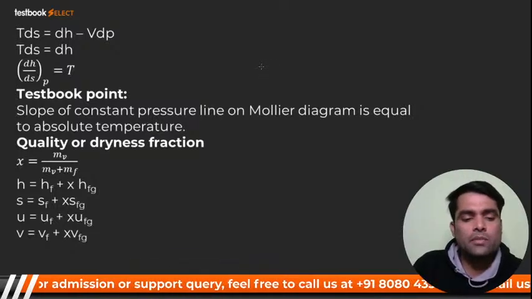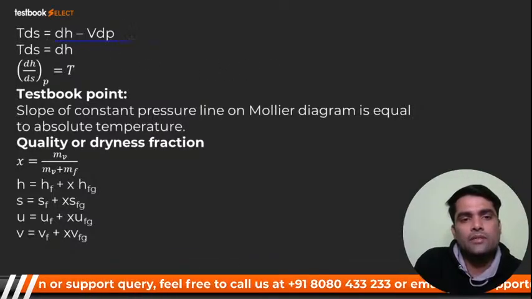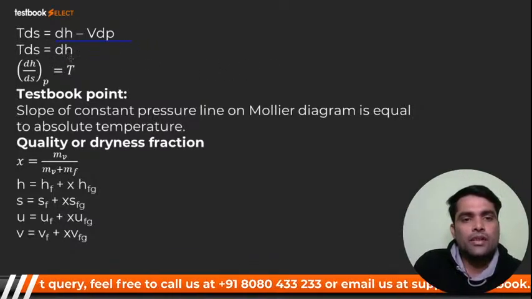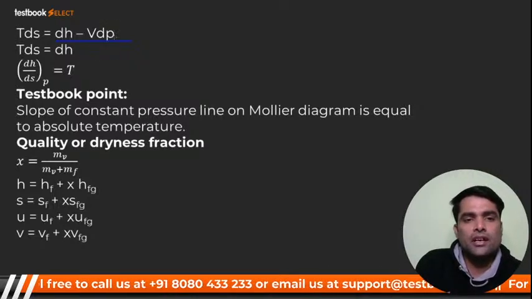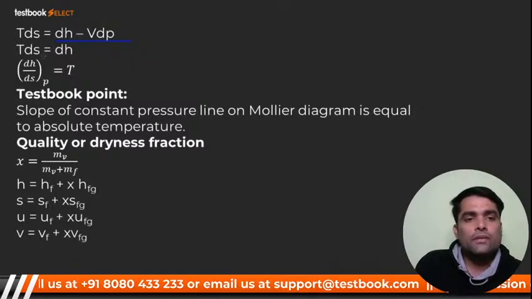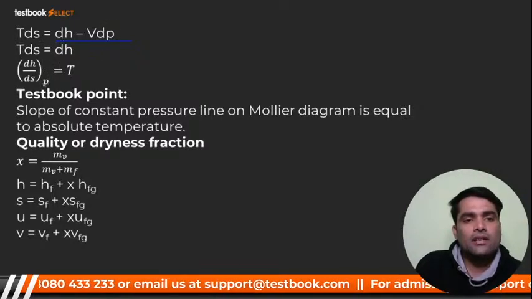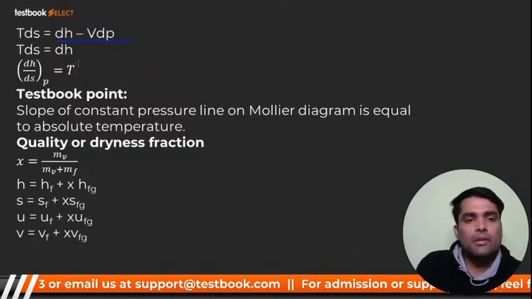Okay, my dear, that I already explained. These are nothing but TdS is equal to dH minus VdP. So TdS is equal to dH right now, if we take constant pressure, then definitely the VdP term will become 0. So what happens? dH by dS at constant pressure will be what? It will be equal to only temperature. That means it will depend on temperature.